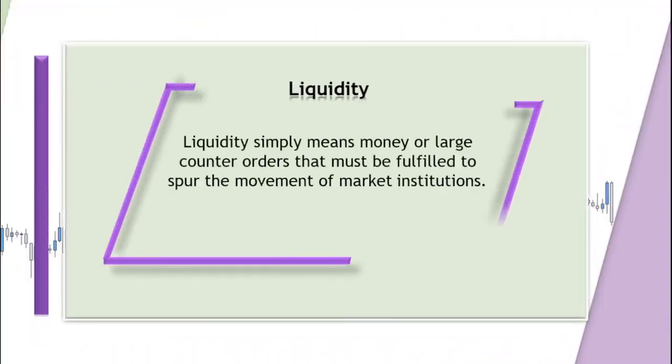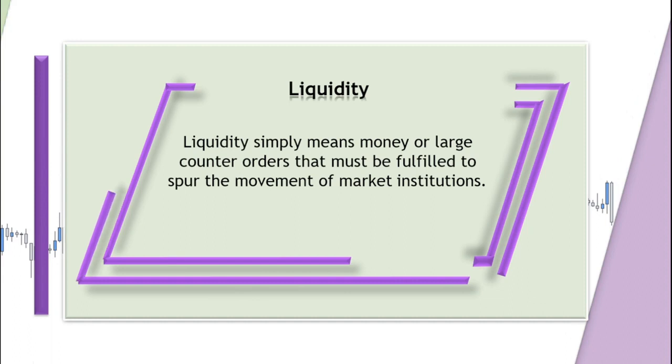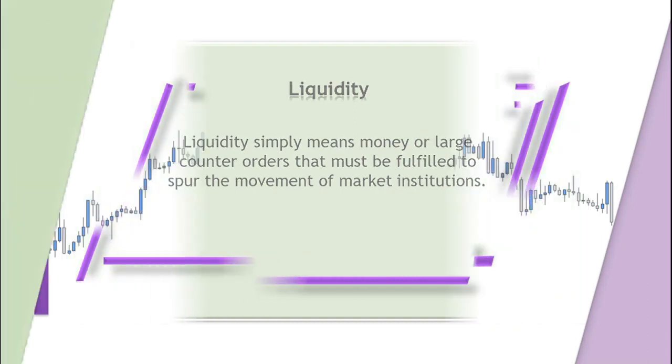And our last principle is liquidity. Liquidity simply means money or large counter orders that must be fulfilled to spur the movement of market institutions. In other words, liquidity is used as the fuel of the market, which is vital and necessary for the market dynamics.